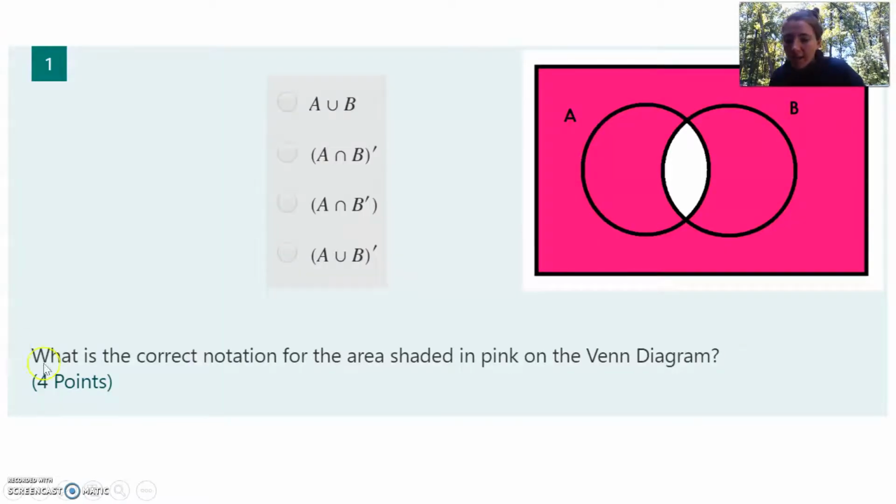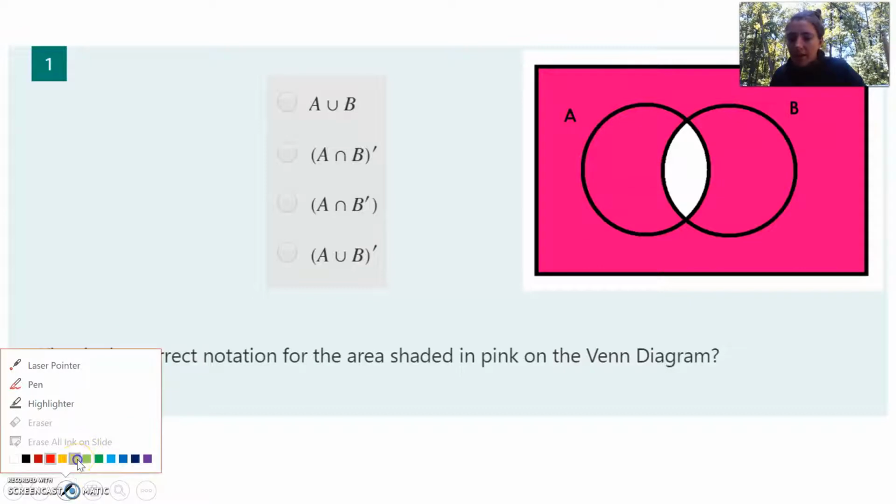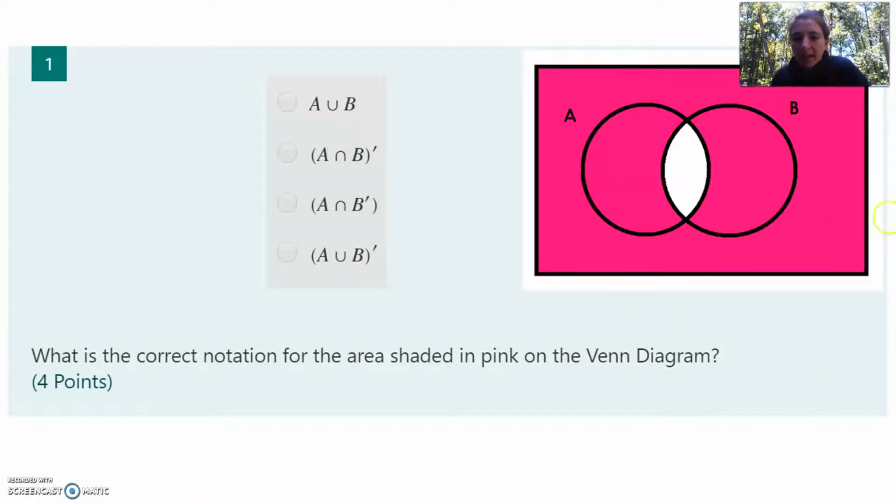Alright, so this first one: what is the correct notation for the area shaded in pink? What you want to think about is what is not shaded in this diagram. The only thing that's not shaded is the intersection of A and B. So A union B doesn't make sense because the union would be the interior of both circles, so it's not that one. A intersect B not. We just said the only thing that's not shaded is the intersection, so this is the correct answer. A intersect B not.